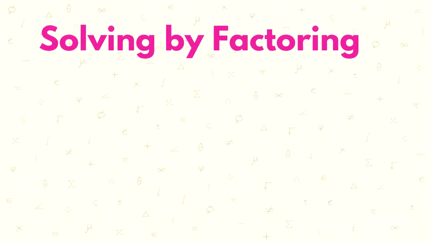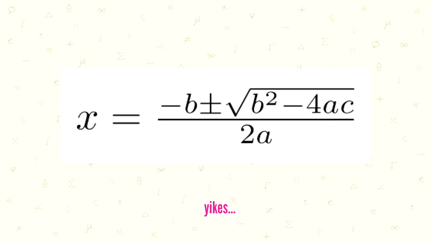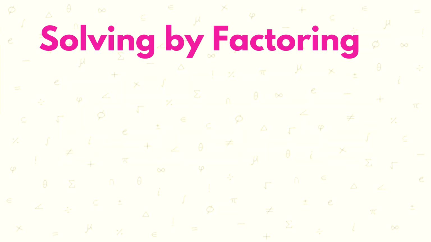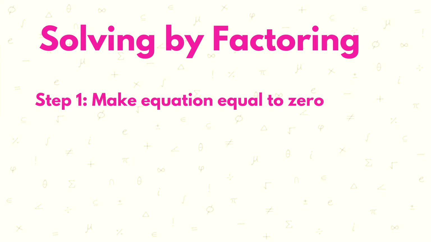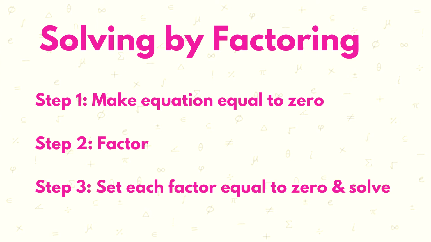Now, remember, factoring doesn't always work like the quadratic formula does. You know, that thing. But when it does, it's a lot quicker and so much easier. So let's go over the steps. Step 1. You want to make your equation equal to 0. That means you want to move all your terms to one side of the equal sign by either adding or subtracting. Step 2. You're going to factor. That makes sense. Step 3. You're going to set each factor equal to 0 and then solve the little baby equations that result.